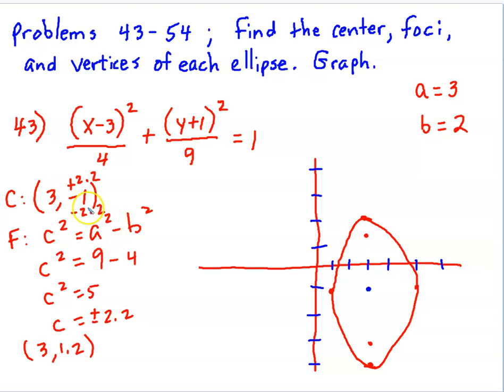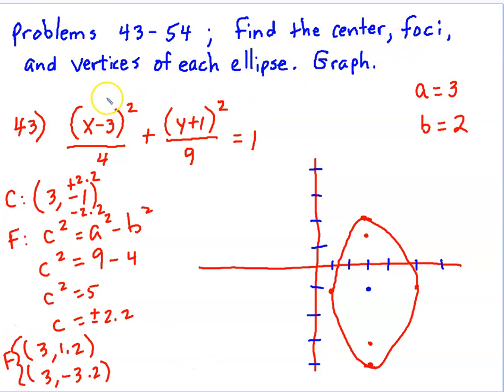So what I'm showing you here is how you can always get the focal points and the vertices if you are traveling up and down. Just add and subtract to the y coordinate. So the other focal point down here would be 3, negative 3.2. So those are the focal points.